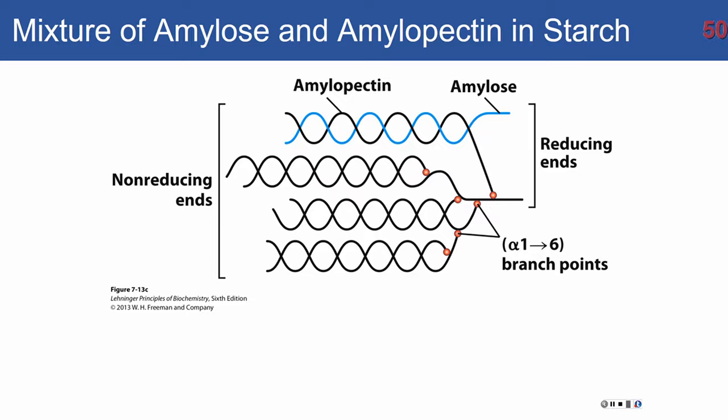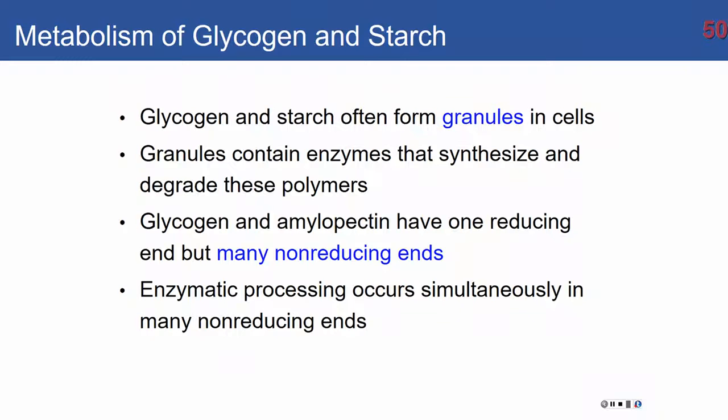Okay, so it's an anomeric carbon, and that's carbon number 1. So we have amylose and amylopectin. They have a lot of these non-reducing ends and then a few reducing ends, and you have the alpha-1,6 branch point here. So these non-reducing ends and reducing ends lead to a lot of structural organization, and it changes the way we metabolize things.